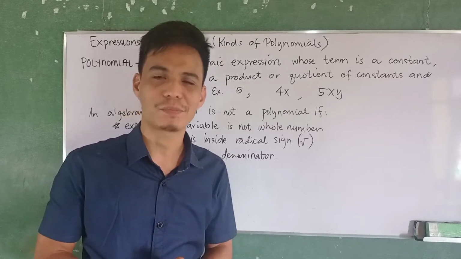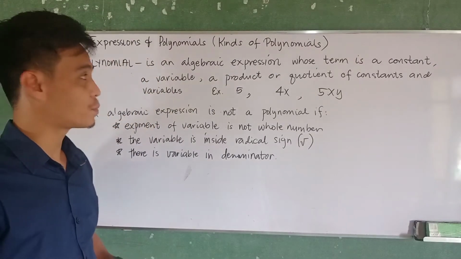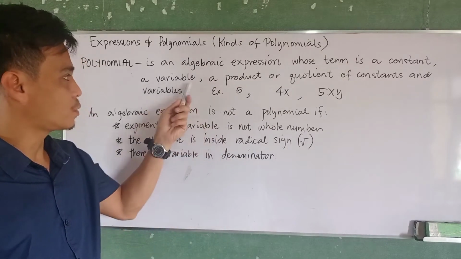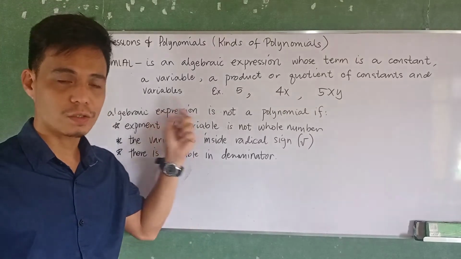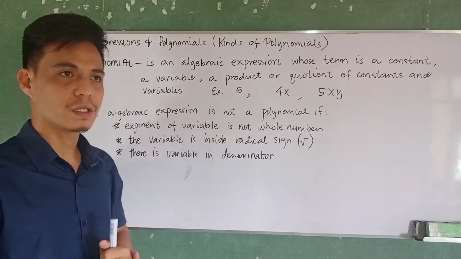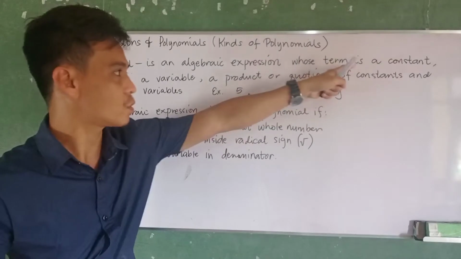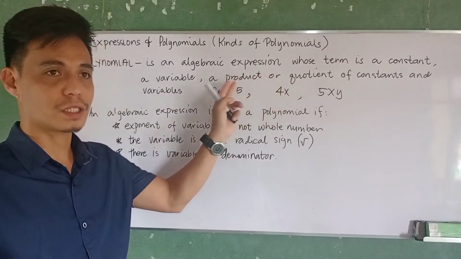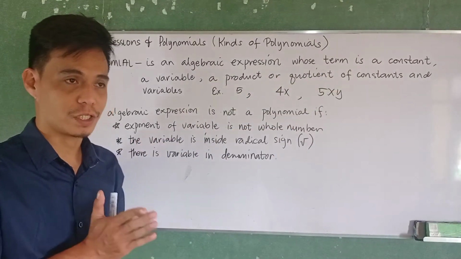Okay, so huwag natin patatagal pa, so let's go over with our topic. Polynomial is an algebraic expression whose term is a constant, a variable, a product or quotient of constants and variables. So polynomials daw guys, isang algebraic expression kung saan meron siyang constant na term, meron siyang variable, pwede siyang product, pwede siyang multiplication, pwede rin siyang quotient ng mga constant at variables.